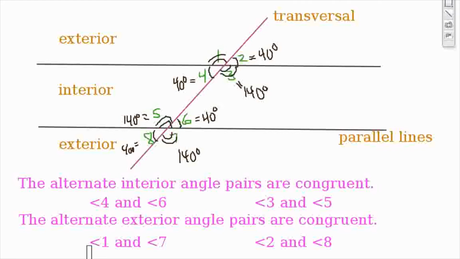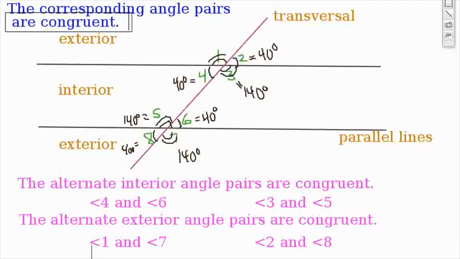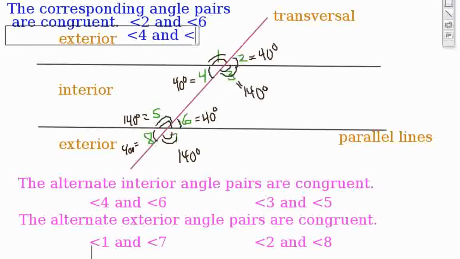We're going to refer to those as corresponding angles. All right, and I'll put that at the top. The corresponding angle pairs are congruent. Okay, and what are the corresponding angle pairs? 2 and 6. All right, also 4 and 8. Okay, etc. Basically, on the same side, one of them is interior and one of them is exterior.